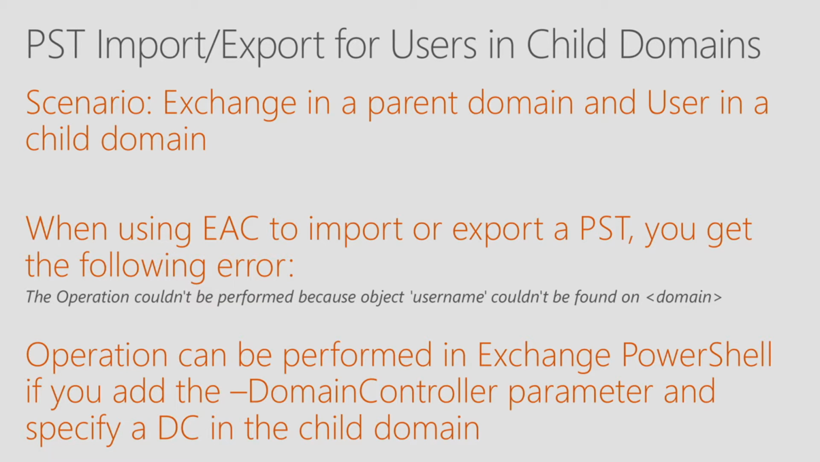So if you go into EAC to import it, you'll get that error message. Now, EAC has a problem doing it because EAC doesn't really let you pick which domain controller you're going to talk to. PowerShell does with the domain controller parameter. So the workaround for this now is to just go into PowerShell and add the domain controller parameter, specify DC in the child domain where the users are, and then PST import will work.